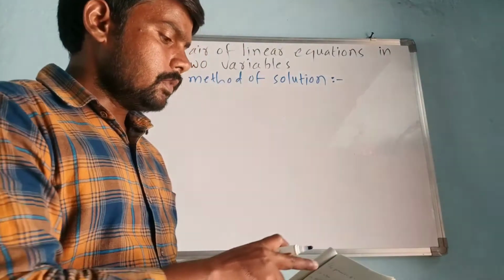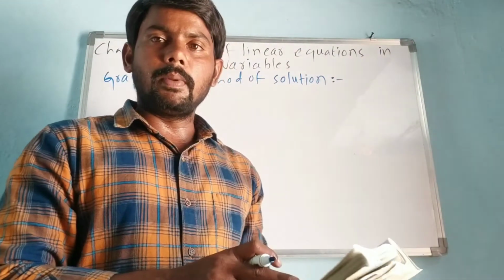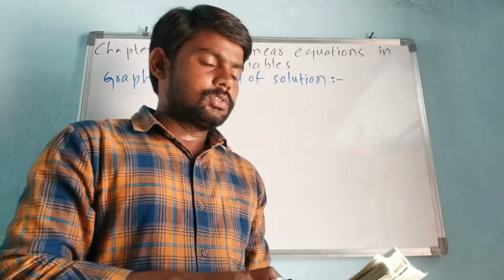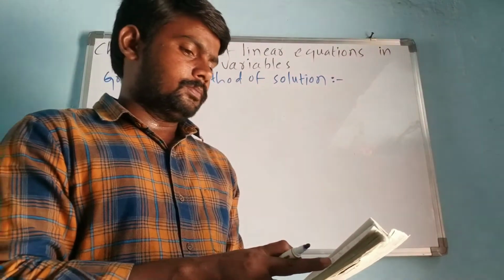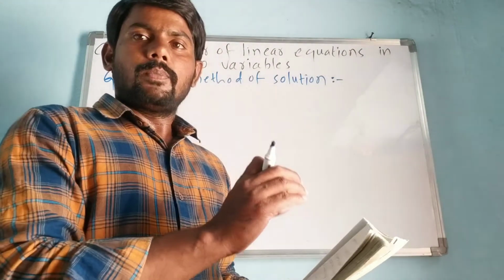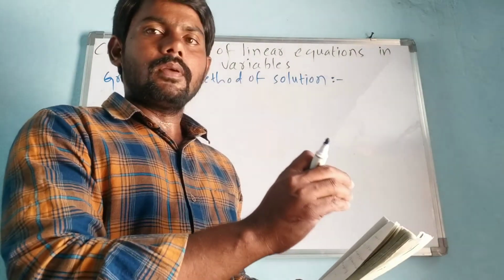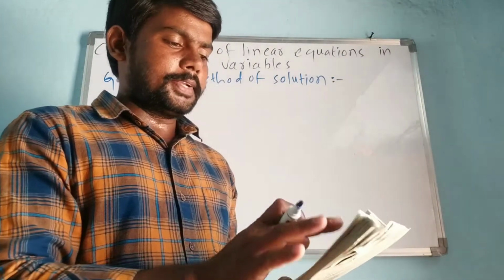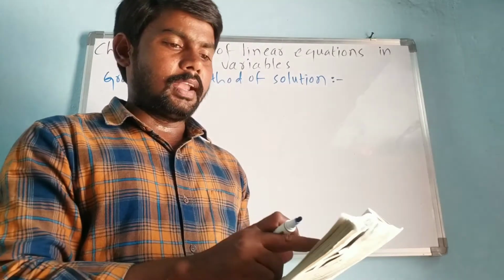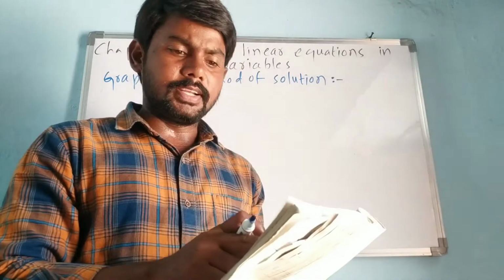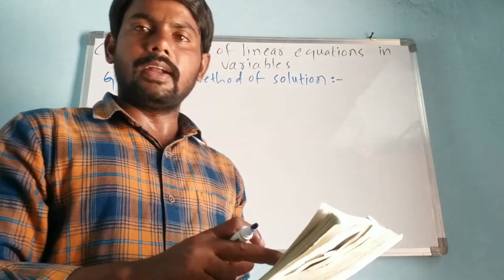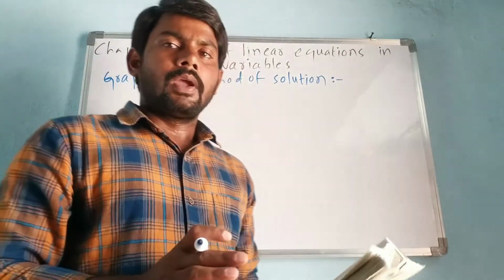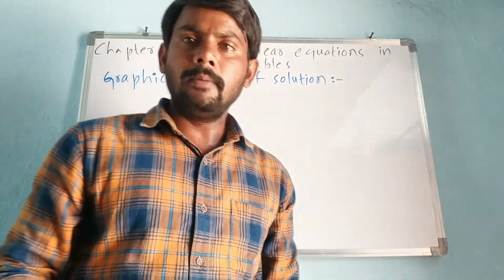This is problem number 5, example 5, given in the textbook. So actually this is a word problem. What is the given data here? The perimeter of a rectangular plot is 32 meters, and if the length is increased by 2 meters and breadth is decreased by 1 meter, the area of the plot remains the same. So here we have to find out the length and breadth of the plot.